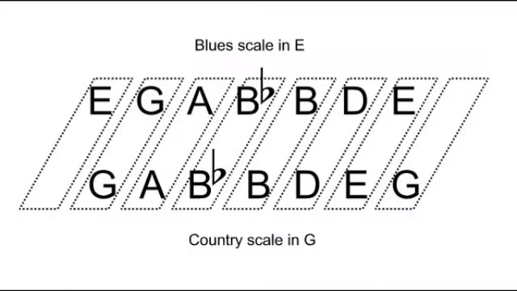In the last lesson, we saw how the notes of the G country scale come from the same series of notes as those used for the E blues scales. In music theory, we refer to this relationship between keys that share the same notes as relative keys. We say that G major is the relative major key of E minor. We also say that E minor is the relative minor key of G major. In other words, it's a two-way relationship.